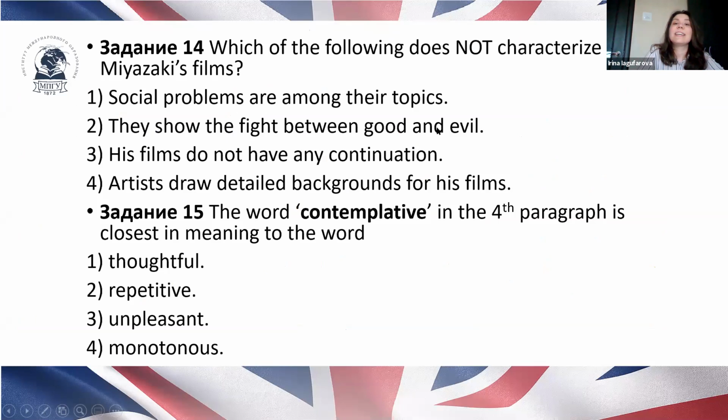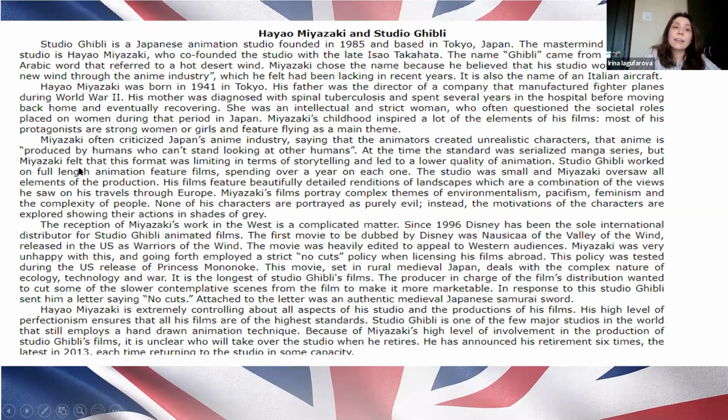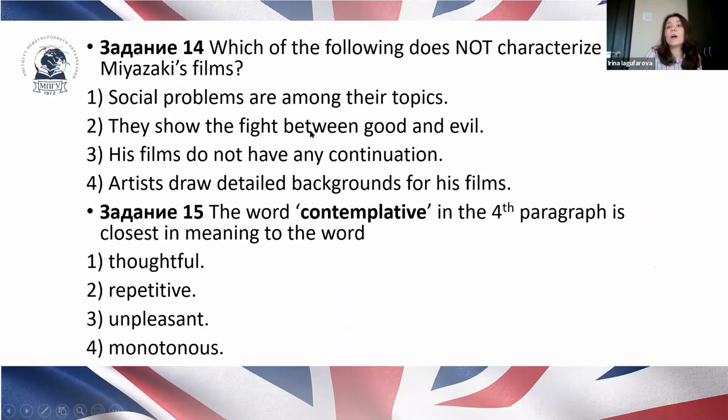So, we see that this sentence doesn't characterize Miyazaki's films because we have the information vice versa. Yeah, we don't have evil characters in the films. So now let's look at the 3rd and the 4th variants to make sure that they are wrong ones. So his films do not have any continuation. And here we have the information that his films were full-length animation feature films. And there's no information that they have any continuation. Yeah, it just was a full-length animation film. So it's not like a series of films. So this one is a wrong variant.